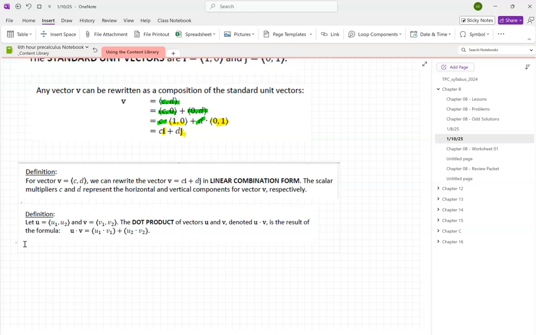The way we perform this dot product is we take the product of the x components, plus the product of the y components. That's the formula. The product of the x's plus the product of the y's. That number is our dot product. It is a number, not a vector.